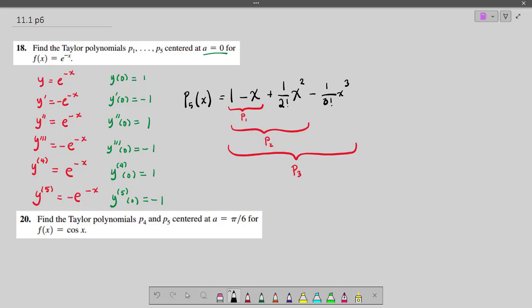To get to p sub 4, we just add another 1 divided by 4 factorial, x to the 4th. There's p sub 4. To get to p sub 5, then you see the pattern. So that is p sub 5, and p sub 4 would be right there.